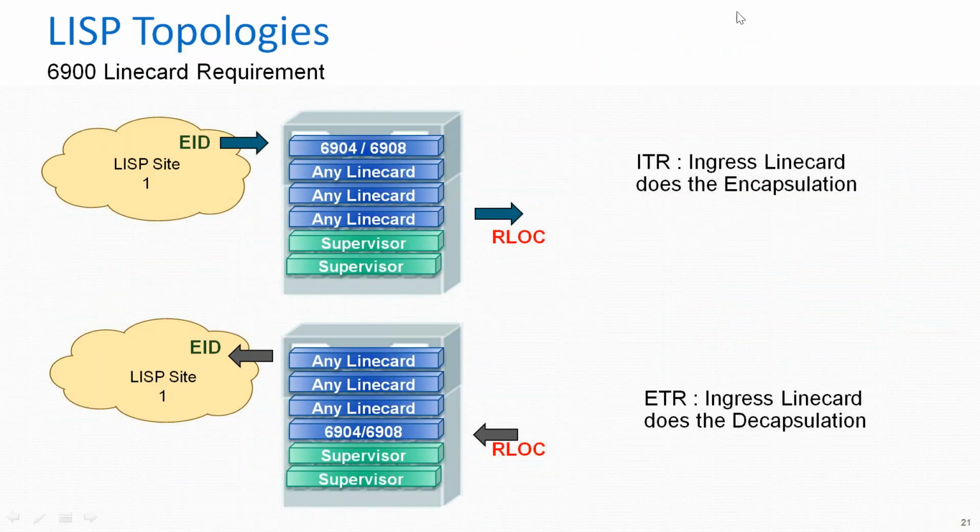Okay, and then finally you can see how the topology looks if we have this modular chassis. So you have the 6904/6908 or any line card, and obviously you have supervisor engines in your chassis. Then the ingress line card does the encapsulation, so the packet is moving from your site, you are doing encapsulation here and it is going.